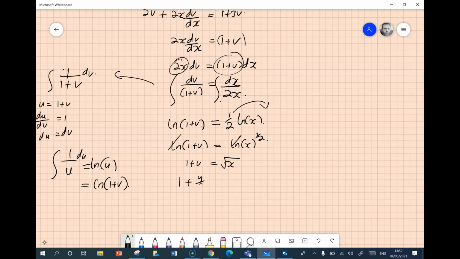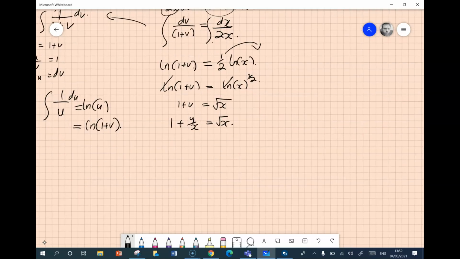v is y over x, so 1 plus y over x is equal to root x. Okay, so to get y on its own, I'm going to multiply everything by x. Now 1 times x is x, y over x times x is y, and I get x root x. Okay, so y is equal to x root x minus x, and then plus c at the very, very end.